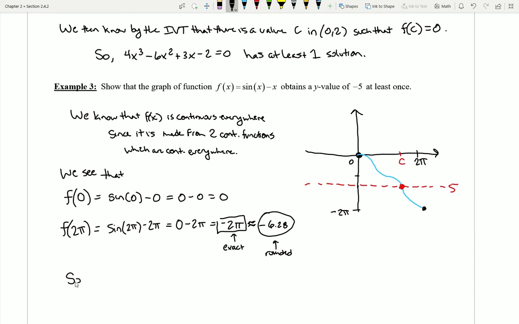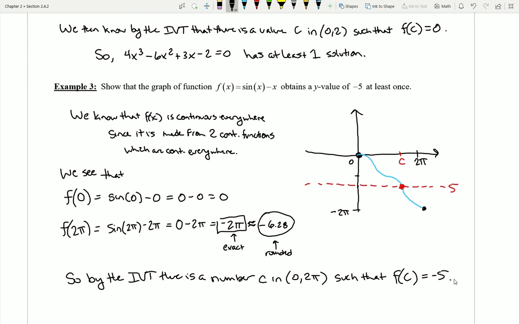So we can write our conclusion. By the intermediate value theorem, there is a number c in the interval from 0 to 2 pi such that f of c equals -5. And we've done it. There's got to be a time then where this function hits the y value of -5.